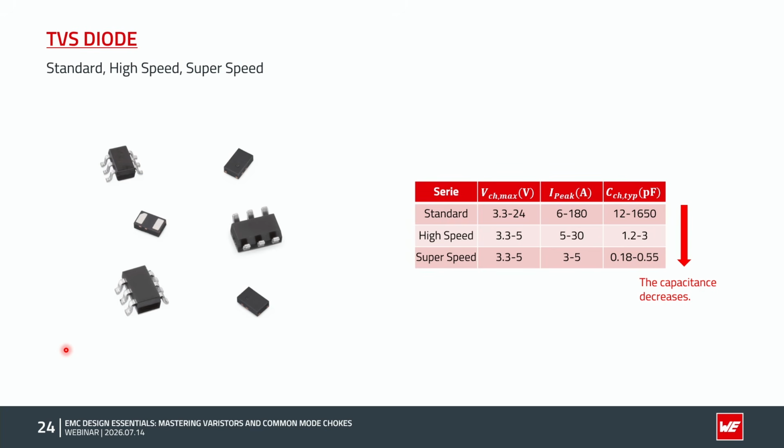On this slide, you can find an overview of the diodes designed for ESD protection. We have 3 different series: standard, high-speed series, and the super-speed series. As the name already mentions, the standard series has the highest capacitance, the high-speed series has the intermediate capacitance, meanwhile the super-speed series has the lowest capacitance among the 3. In addition, the electrical properties differ from one series to another. Customers need to check the datasheet to find the most suitable option for their application.